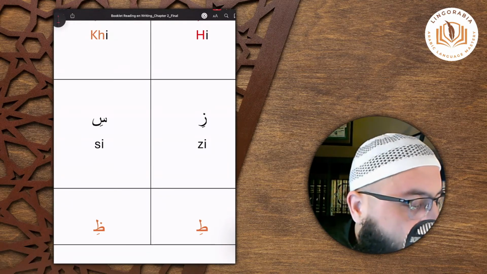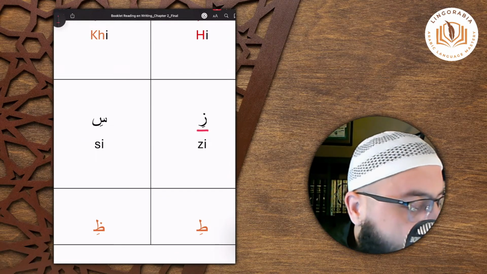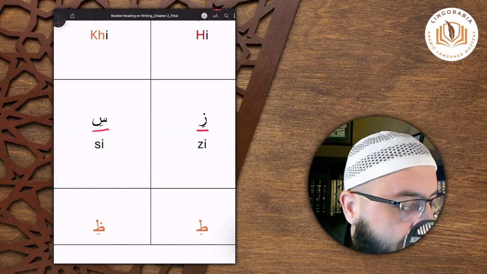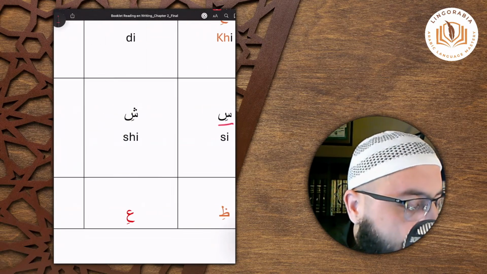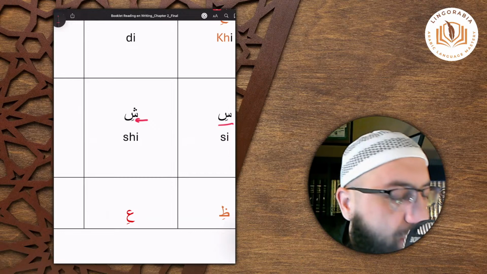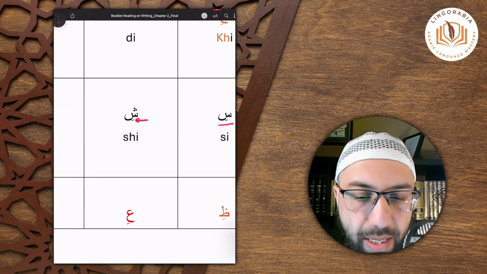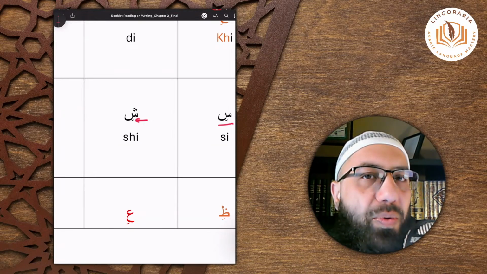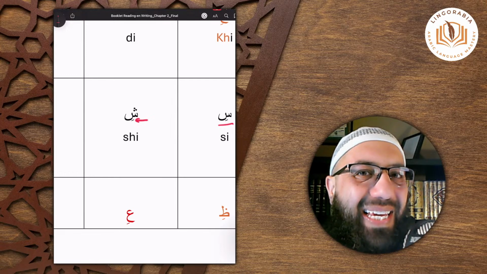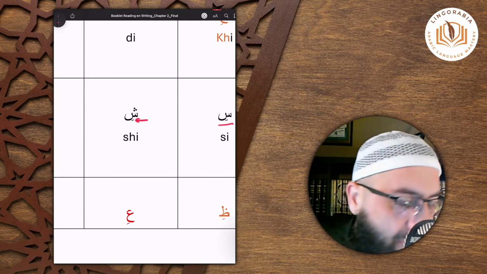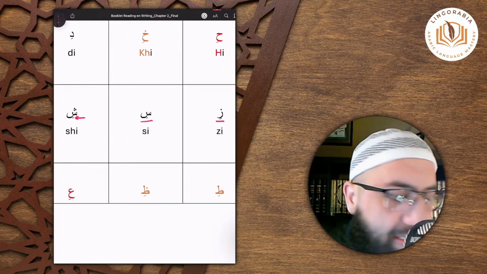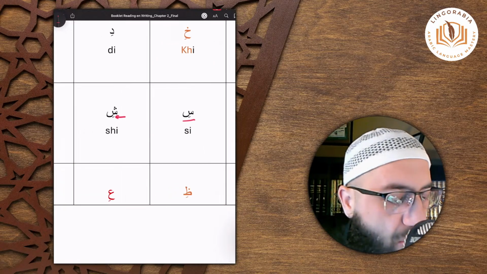So you got here Z and C. Now let's continue. The letter sheen with the kasra. When you see the letter sheen with the kasra, guys, then you pronounce it as she. And these letters are all light, guys. In this row, all light.